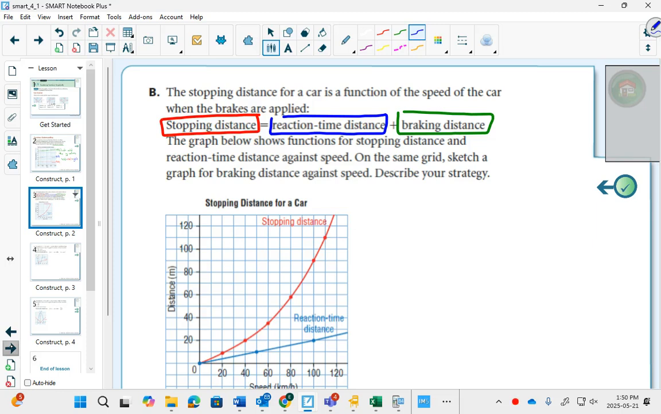Now, right now, we've got this written this way. If I wanted to get the green part by itself, I'm going to call the green one braking distance. Are you okay with the green one being green and being a B for braking distance? Yes. If I got that by itself, I would have to move the blue one over. So it would be the red stopping distance minus the blue reaction distance.